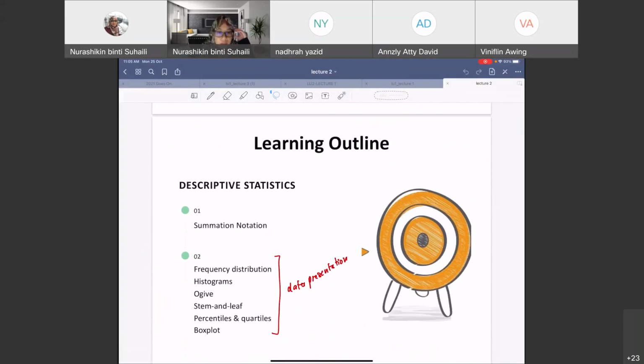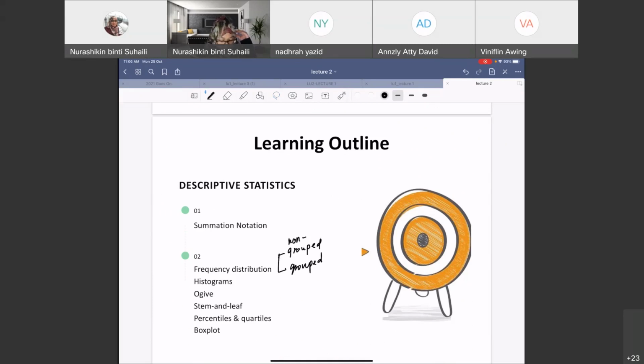Summation notation, and then some ways to present our data: the frequency distribution table, how you're going to construct a table from the raw data. Remember, raw data, and then we put it into a table, and we have two types of table, non-group and group. Okay, so make sure you know what's the difference.